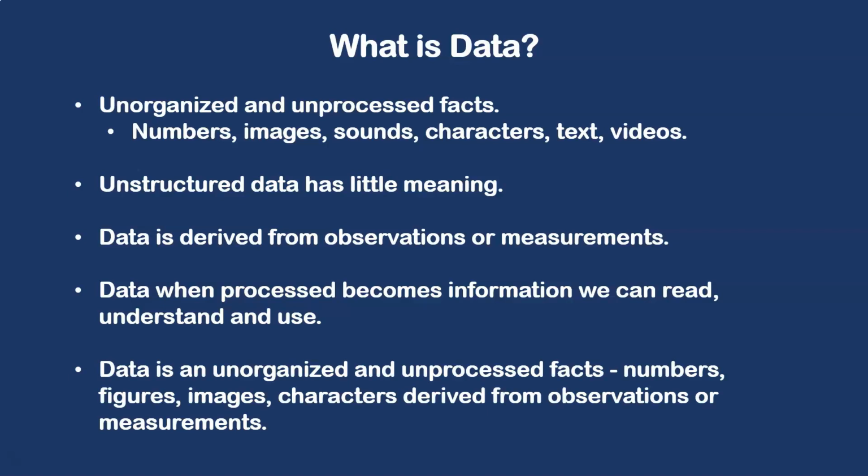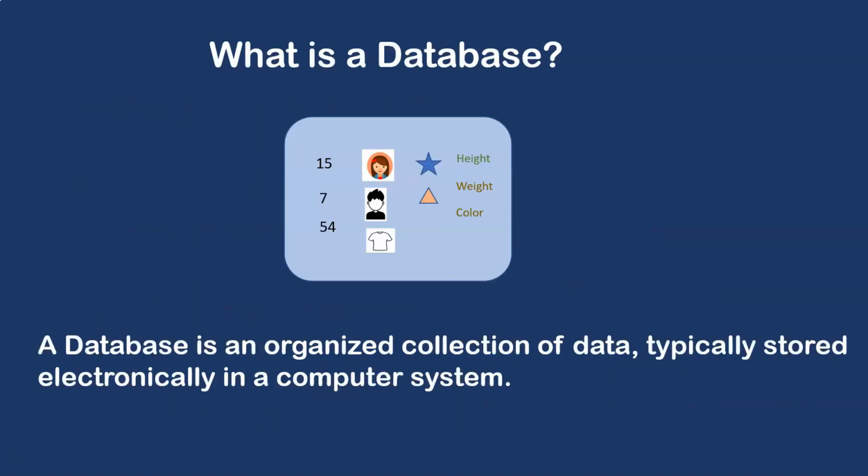Data is an unorganized and unprocessed fact and can include numbers, figures, images, characters, and is typically derived from observations or measurements. Next, what is a database? A database is an organized collection of data, typically stored electronically in a computer system.